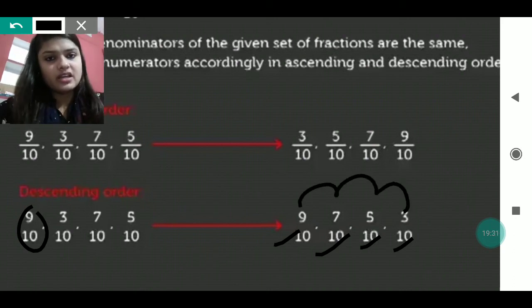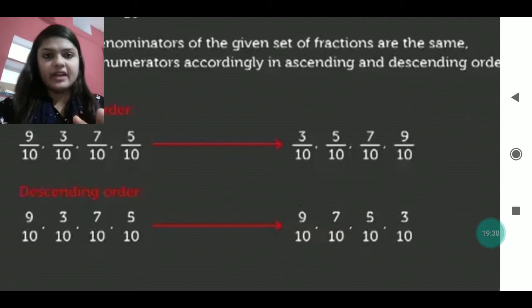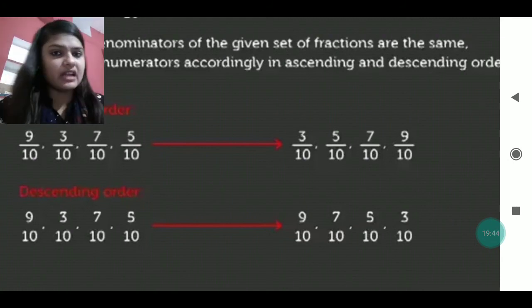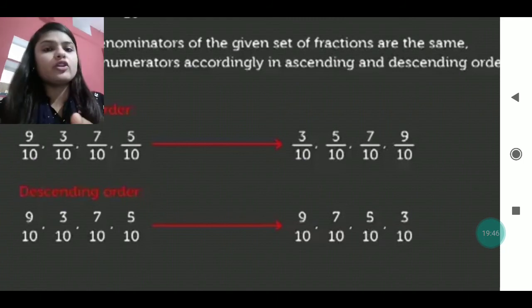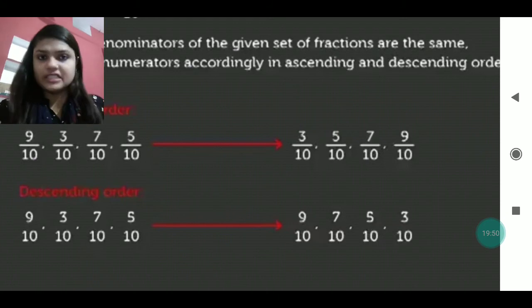So that is only decreasing order. That is the descending order. So when you are having the same denominator, then it's very easy. You just have to compare all the numerators for writing the ascending from the smallest to the largest, and you have to compare all the numerators only for writing the descending from the largest to smallest.